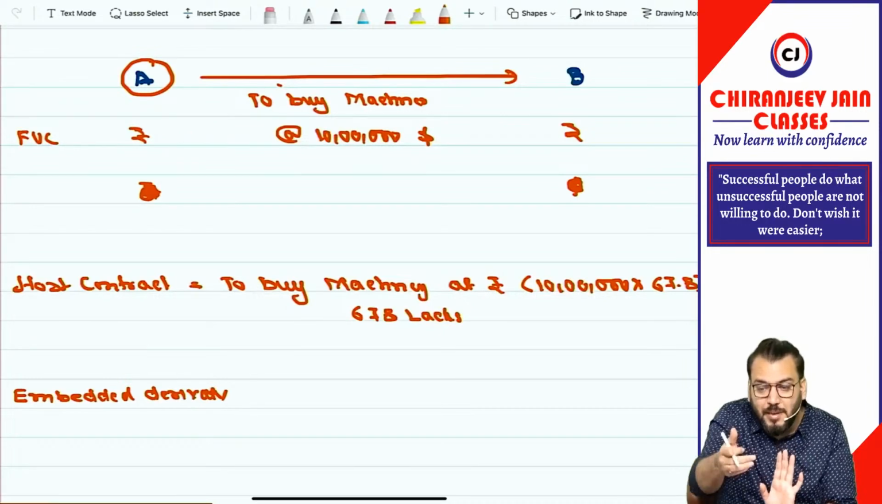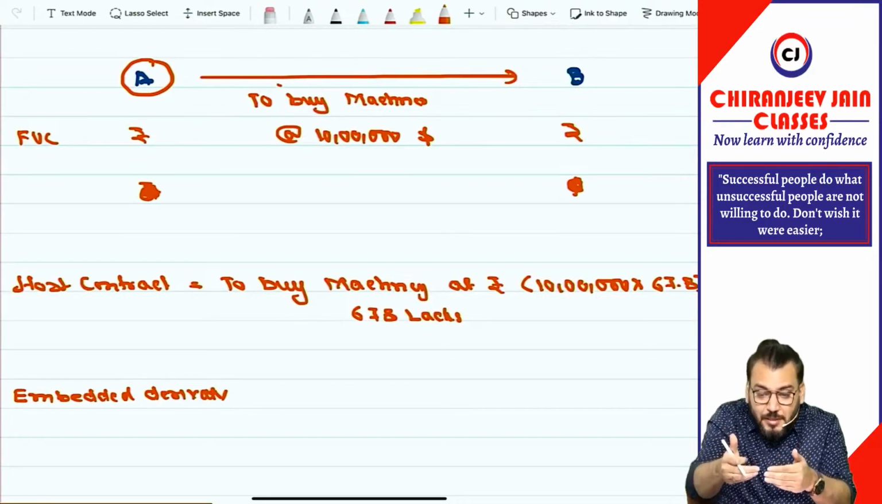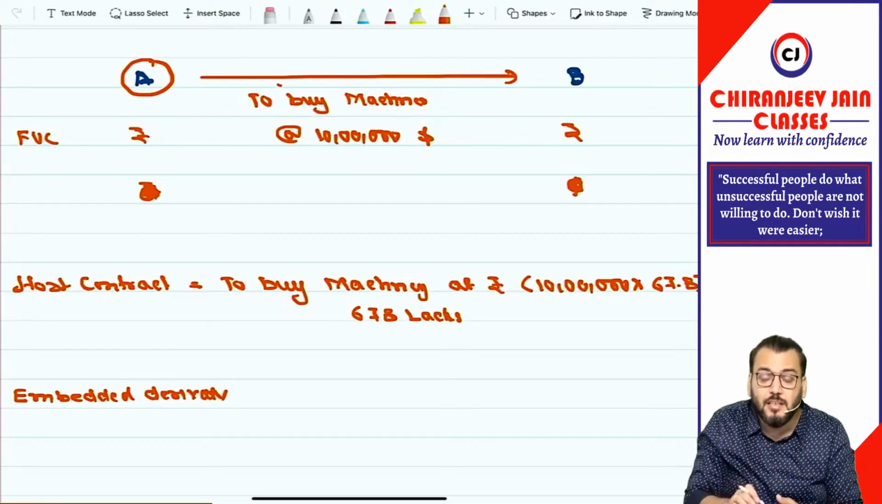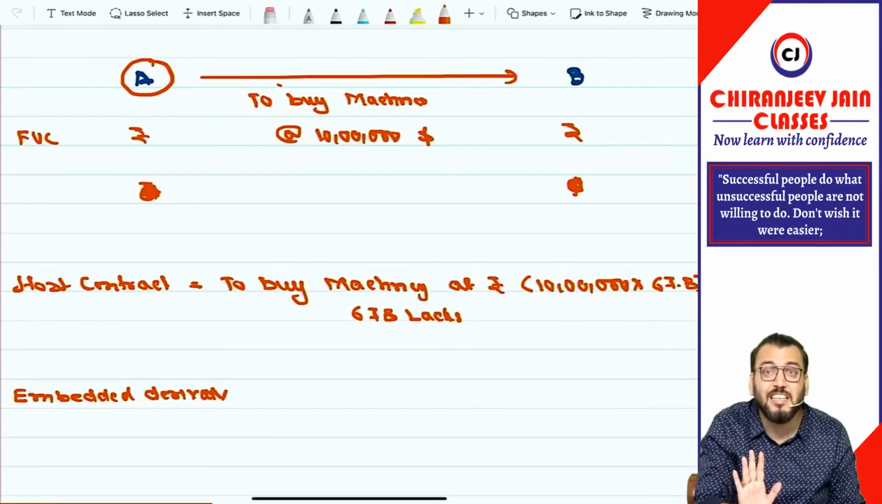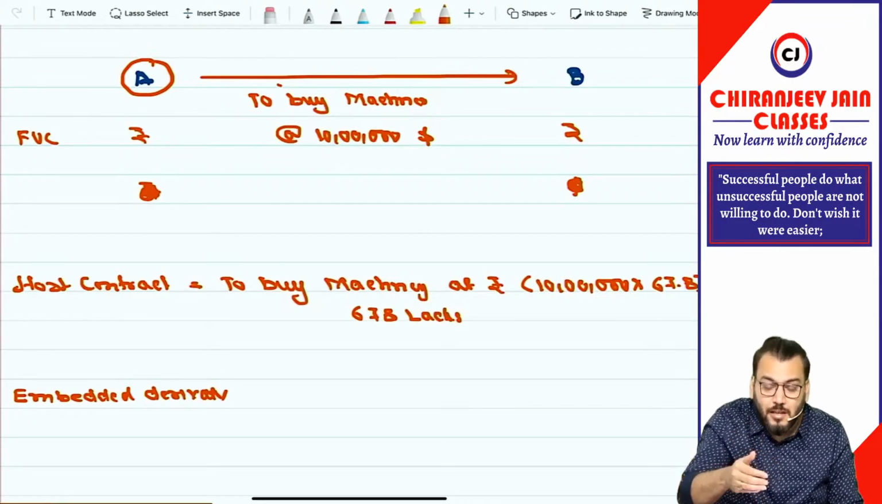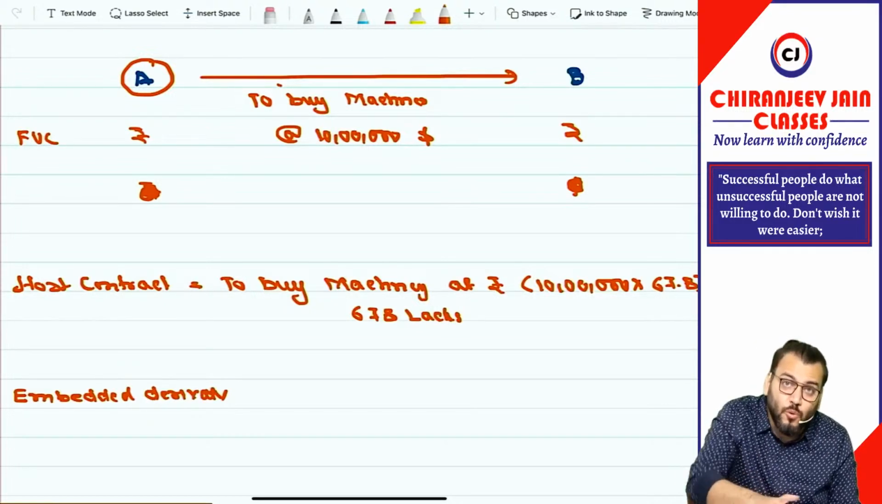They are receiving machinery and they are paying dollar. It means when they are saying receiving machinery, they are purchasing machinery, and when they are paying dollar, it means they are selling dollar. They are selling dollar now. It means there is another contract which is embedded in this host contract.